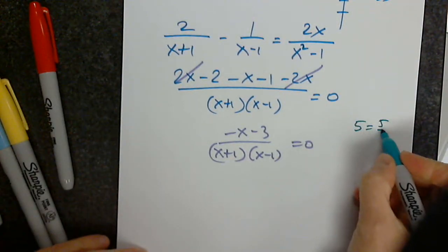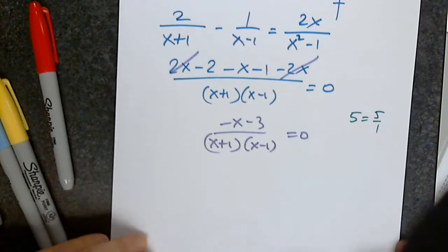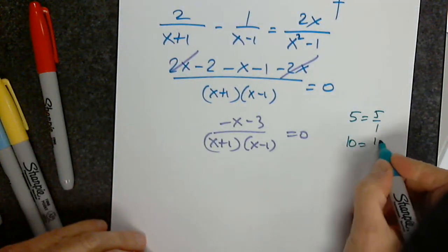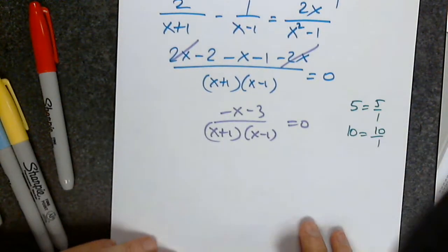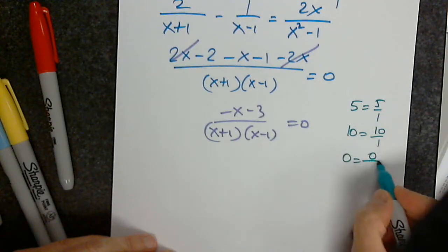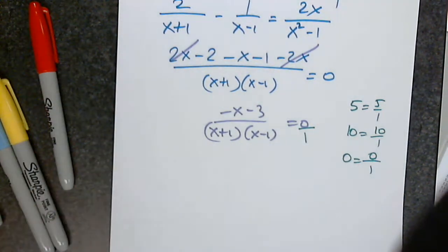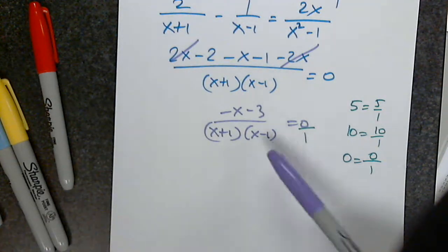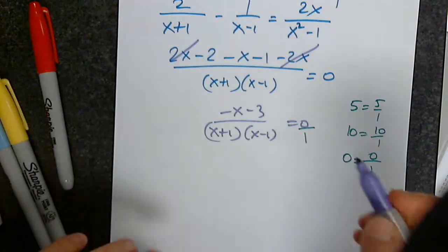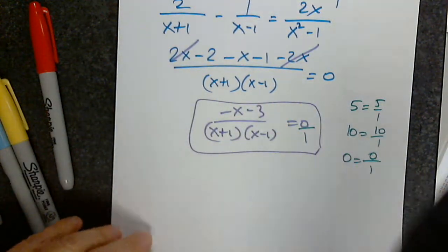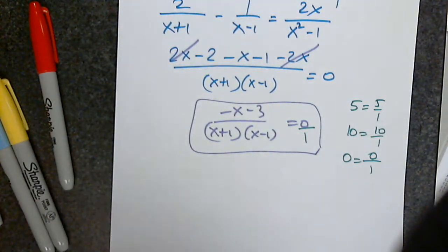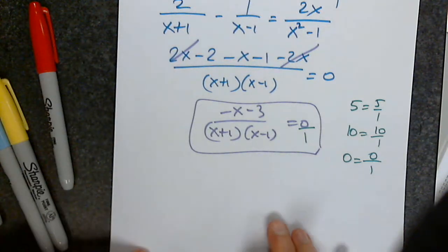Now, tell me whether I could write 5 as 5 over 1. Can I write 10 as 10 over 1? Would you agree with 0 as 0 over 1? Good? Yeah, 0 over 1 is still 0. Okay, so let's look at this. And yes, this is still a rational equation. But what type specifically?